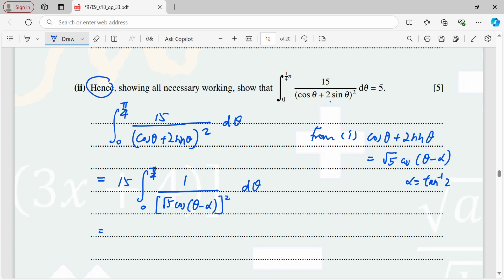So when you bring in the squared, it will be 15, then integrate from 0 to pi over 4, 1 over the square of square root 5, that is 5. Square of cos, that is cos squared.